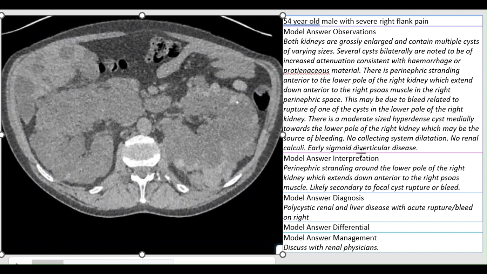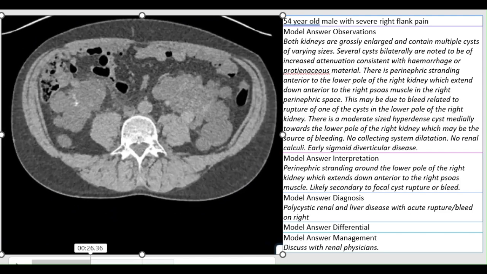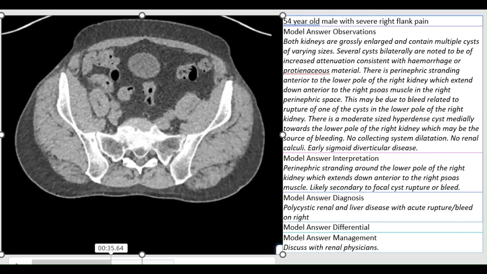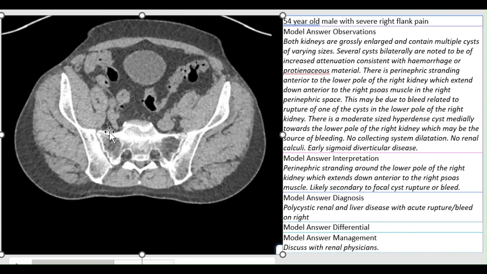Early sigmoid diverticular disease. I will show you. Where to look for the sigmoid colon? At the pelvis. Okay, this is the pelvis. This is the sacroiliac joint. And here, the bowel loop that is seen within the pelvis.